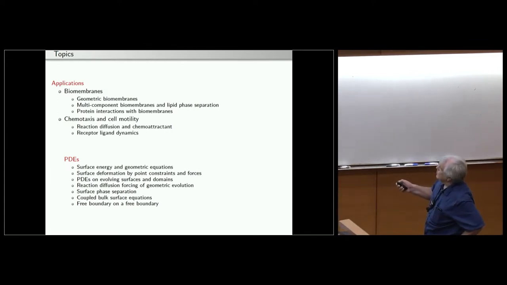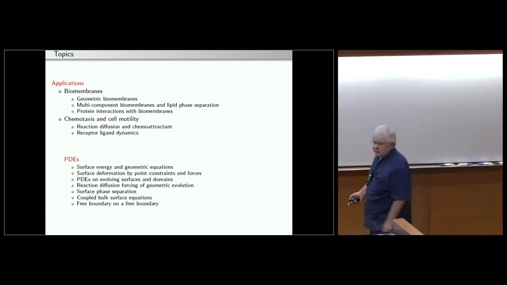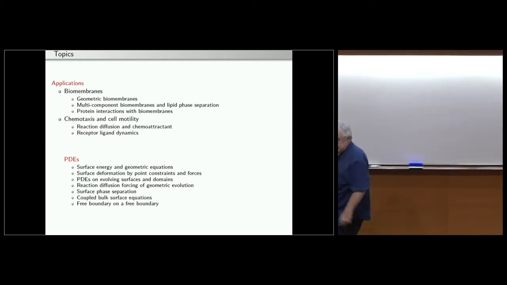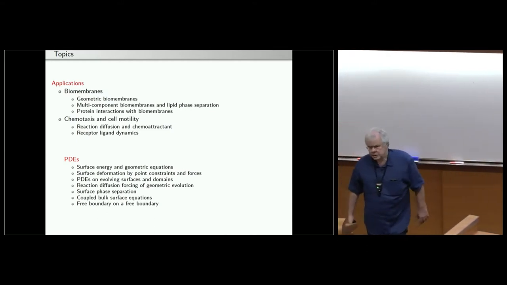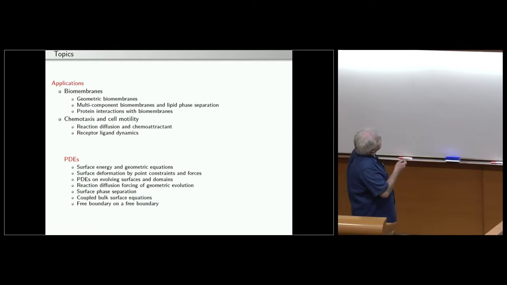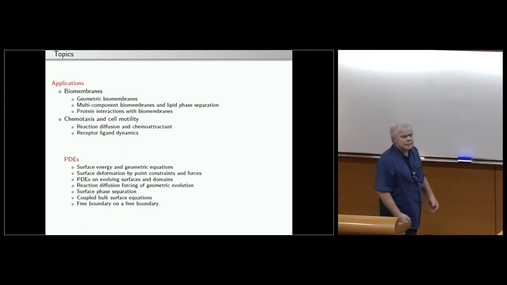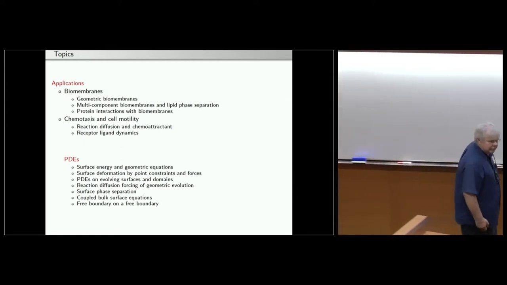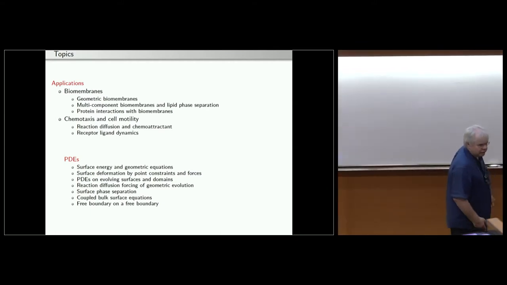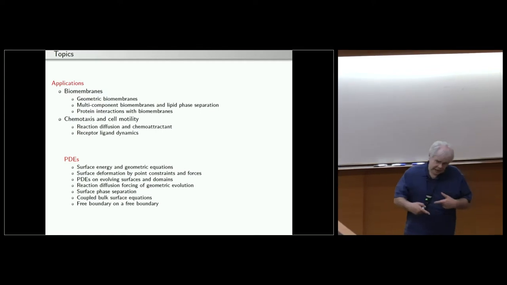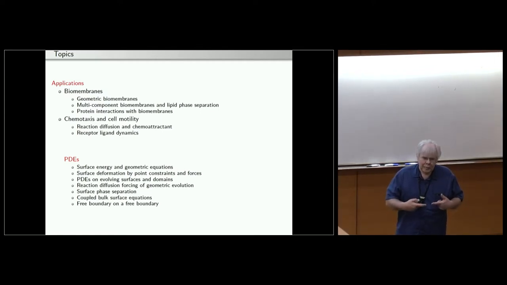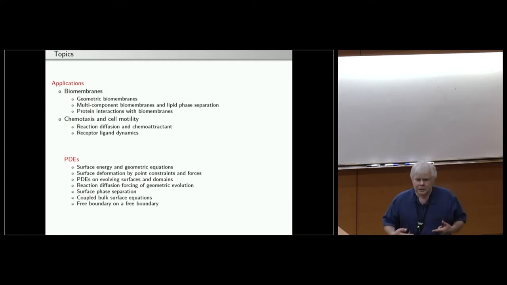So I'm interested in, though I won't talk about it, surface deformation by point constraints and forces. In the context of biomembranes, it's just the placement of proteins and maybe filaments. We're led to partial differential equations on evolving surfaces and domains, as well as PDEs for the surfaces. So we've seen the equations for mean curvature flow, surface diffusion. In the surface diffusion equation, one thinks that the surface itself is somehow diffusing. This gives rise to a fourth order geometric partial differential equation.